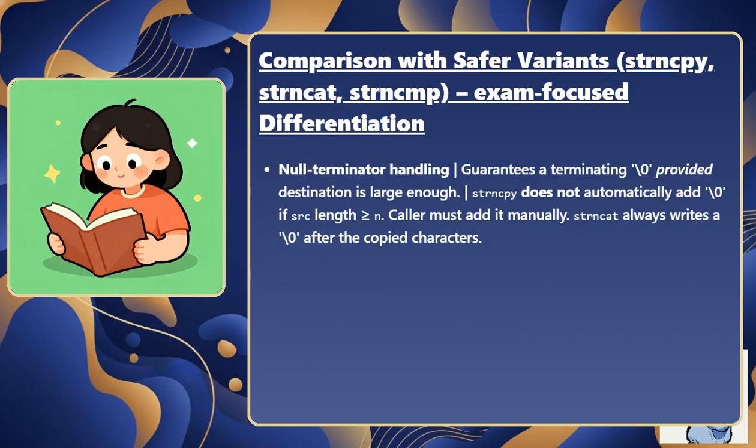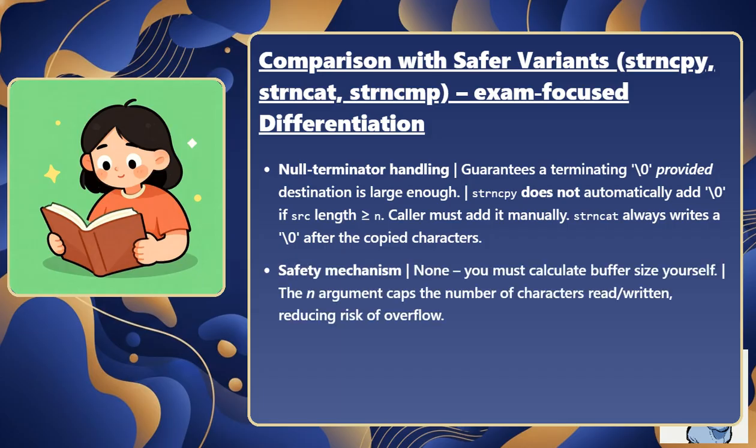Null terminator handling: strcpy guarantees a terminating null character provided destination is large enough. strncpy does not automatically add a null character if source length is greater than or equal to n. The caller must add it manually. strncat always writes a null character after the copied characters. Safety mechanism: for strcpy, none. You must calculate buffer size yourself. For the n versions, the n argument caps the number of characters read or written, reducing risk of overflow.